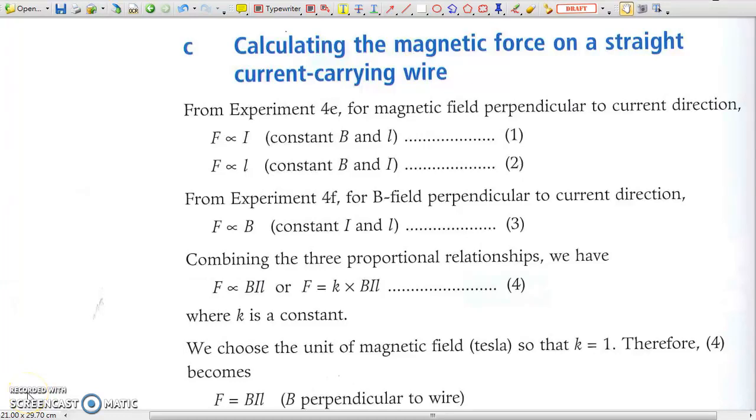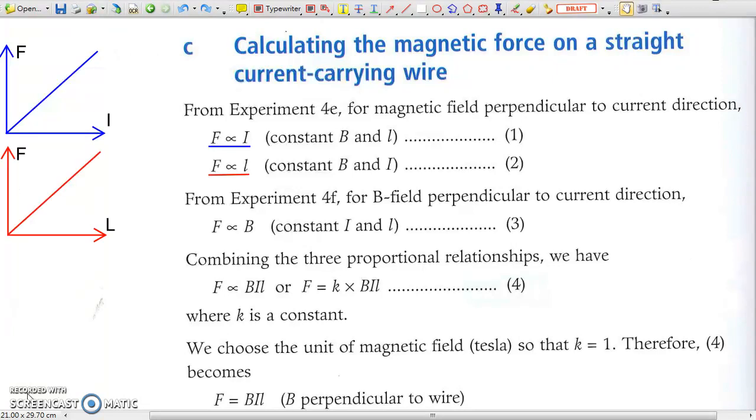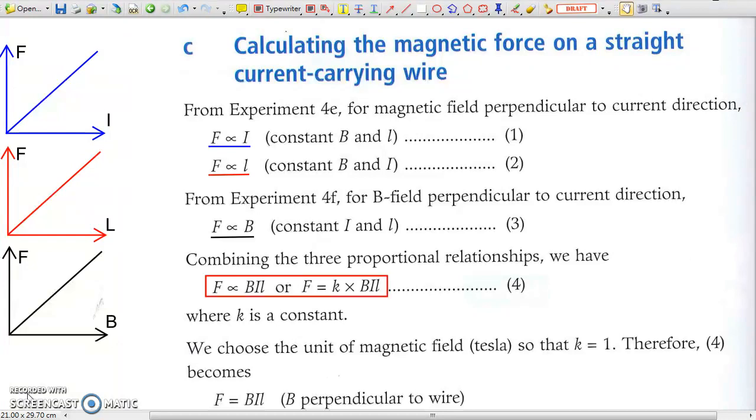C. Calculating the magnetic force on a straight current-carrying wire. From the above experiments, we have plotted graphs of F versus I, F versus L, and F versus B. We find that the induced force is directly proportional to I, to B, and to L. So we may write F equals k times BIL.